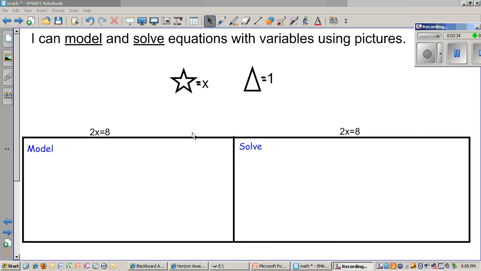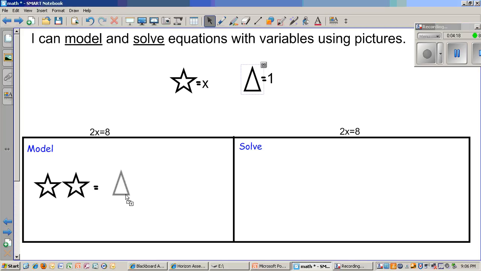Alright, let's try another one, okay? And you'll notice that I changed our shape from before to a star. It doesn't really matter because a variable can be anything. And we're going to model 2x equals 8. Now you'll notice that the 2x has stayed the same, and I just changed the whole number, which is 8. It's just easier to do that way, and we don't have a lot of space here. So let's look at 2x. So we're going to take 1, we're going to take 2 x's, and that is going to be equal to 8.